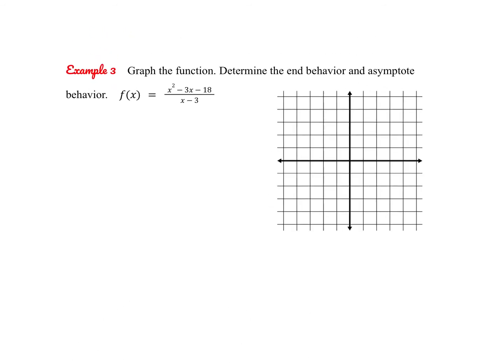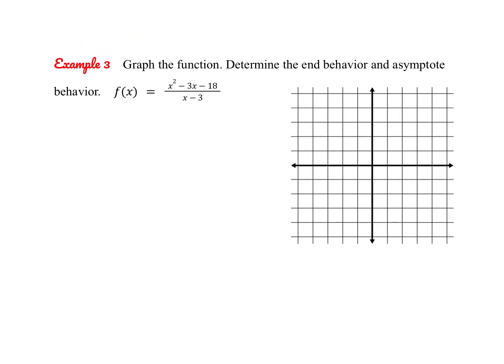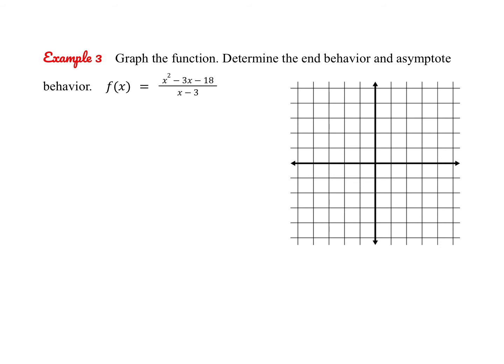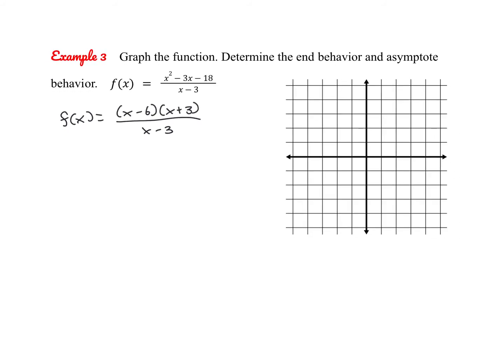All right, let's try another one together. Of course, we're going to start by factoring our expression. So (x minus 6)(x plus 3) over x minus 3. I can see that we have a vertical asymptote at x equals 3. That's our big domain restriction. X cannot equal 3. So there's our vertical asymptote.